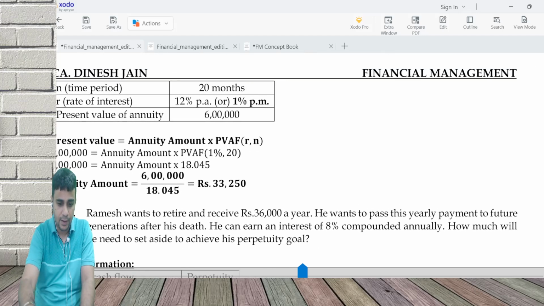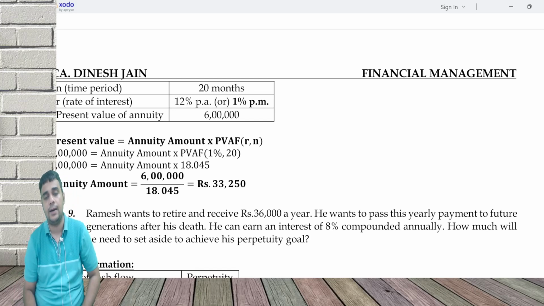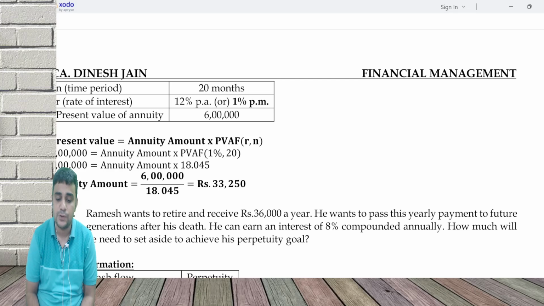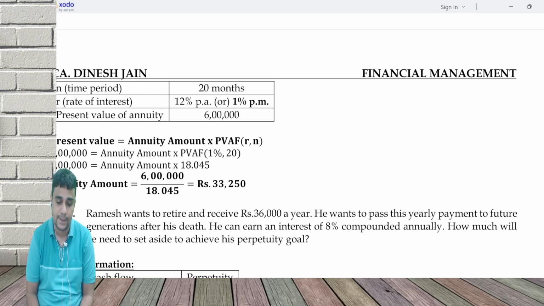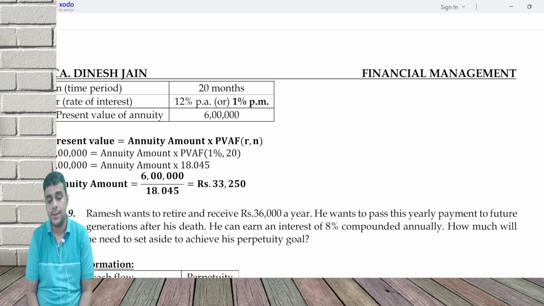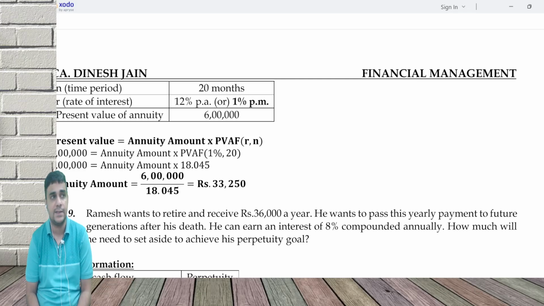Question 9. Ramesh wants to retire and receive 36,000 a year. He wants to pass this yearly payment to future generations after his death. He can earn an interest of 8%. How much will he need to set aside to achieve his perpetuity goal?